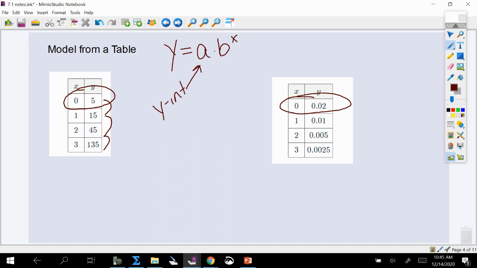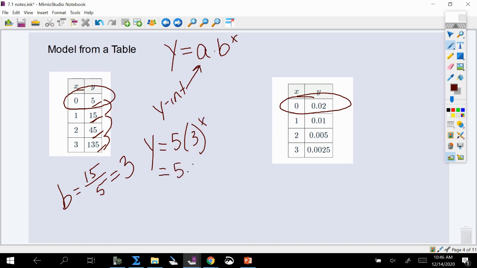It's like a multiplier. So to quickly find your b value, you're going to divide your y coordinates. So you're going to say, well, what is 15 divided by 5? Or you could do bigger numbers, 45 divided by 15 or 135 divided by 45. It's going to consistently be the same multiplier. This one is tripling every time. So when we say it's growing exponentially, it's growing by a factor of 3. So your model is 5 times 3 to the x power. Or you can also write it with a multiplication sign. You can write it like this. Delta Math will accept either one.